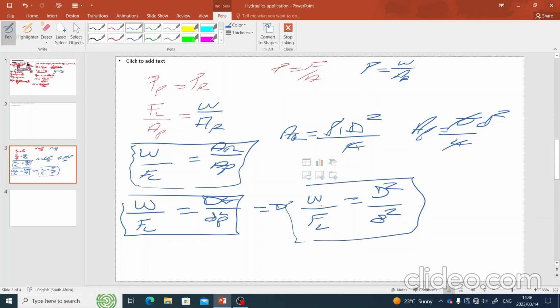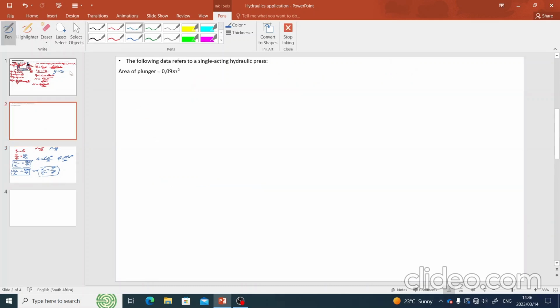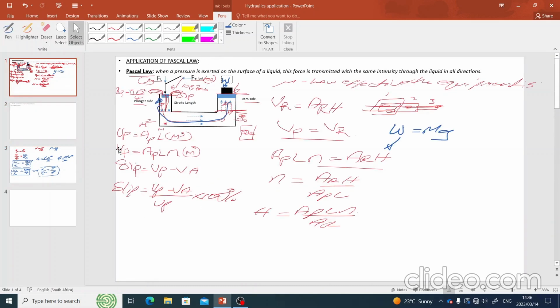Now, this is the formula that we will be working with to calculate whatever they want us to calculate. They can ask us to calculate the W, then we need to make W the subject of the formula, or they can ask us to calculate FL, of which we need to make FL the subject of the formula. Then we have what we call mechanical advantage, the equipment itself giving us the mechanical advantage.